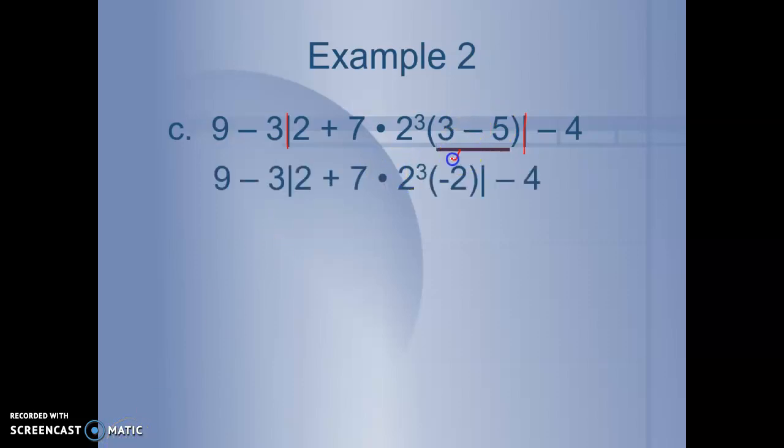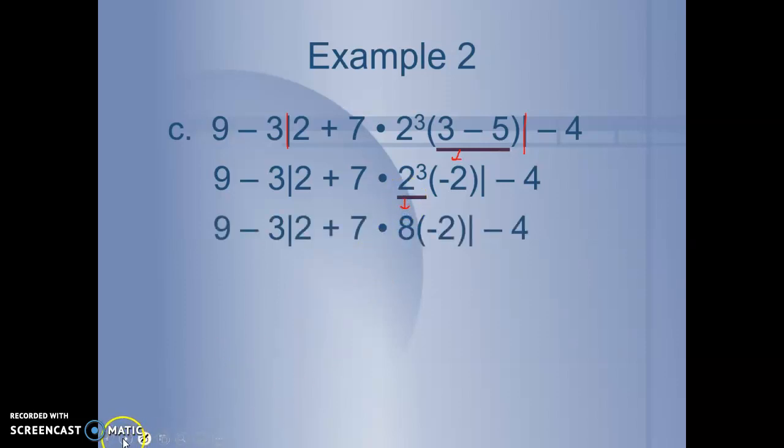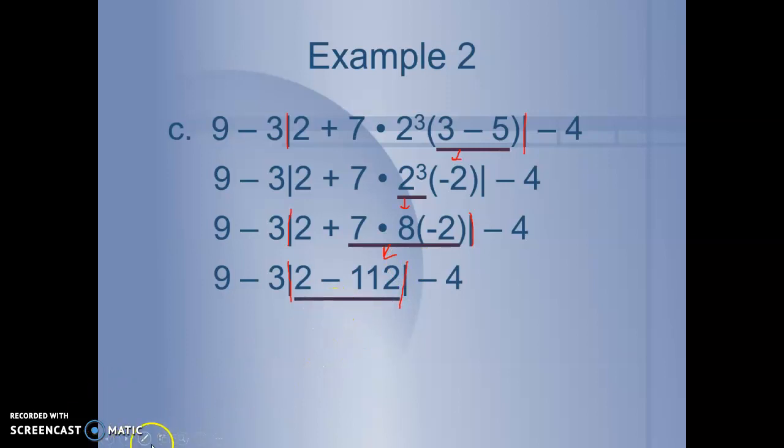3 minus 5 simplifies down to negative 2. Inside those brackets, we've got an exponent, which is going to simplify to 8. Inside those brackets, inside these absolute value bars, we're still working inside here. We've then got multiplication. Left to right, 7 times 8 times negative 2, which simplifies down to negative 112, still inside our grouping symbols. We've got that simplifying down to negative 110. We've now simplified everything in the grouping symbol to one digit, negative 110.